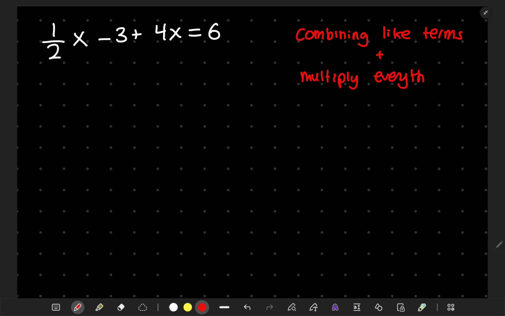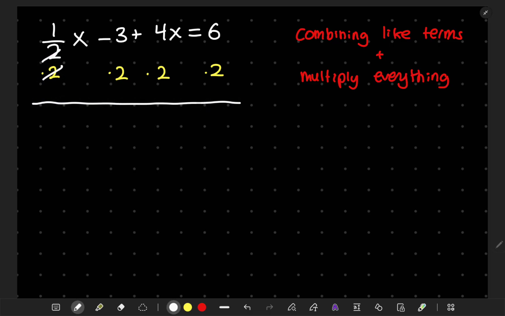So how do I do that? Well, first, I want to get rid of the fraction before anything, so I'm going to multiply everything by that bottom number, 2. So once I do that, let's see what I get. It's a fraction, so the 2's cancel out, giving us 1x. 3 times 2 is minus 6 because of the negative sign. 4 times 2x is 8x, and it equals 12. Then I can do combining like terms.